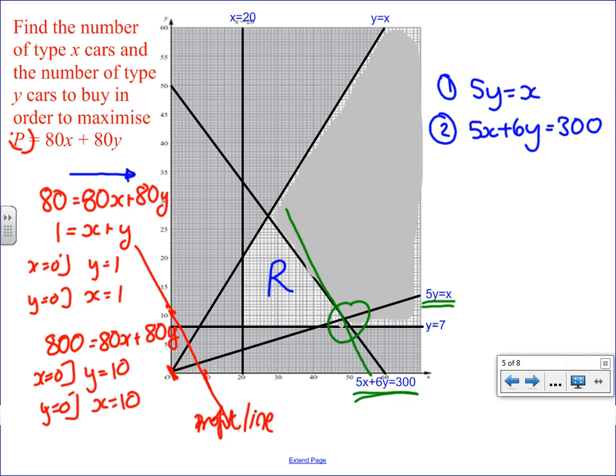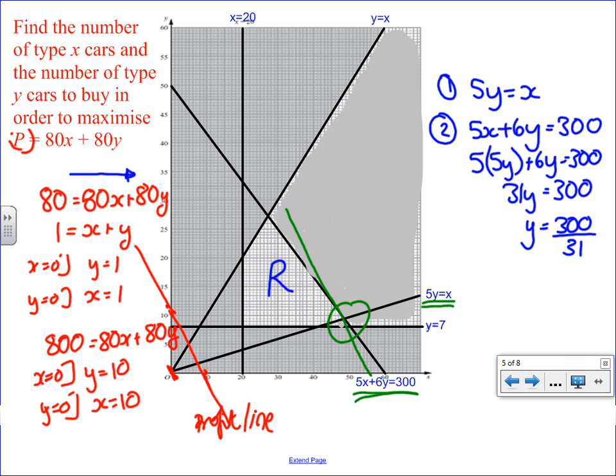Now we know what x is. So 5 lots of 5y, 6y, which is 31 lots of y. Calculator. 5 is 30. So that is, what is it? 300 divided by 31, 9.67. I suppose the exact is nicer, but anyway. And then the x will be 5 times that, which is 48.39.